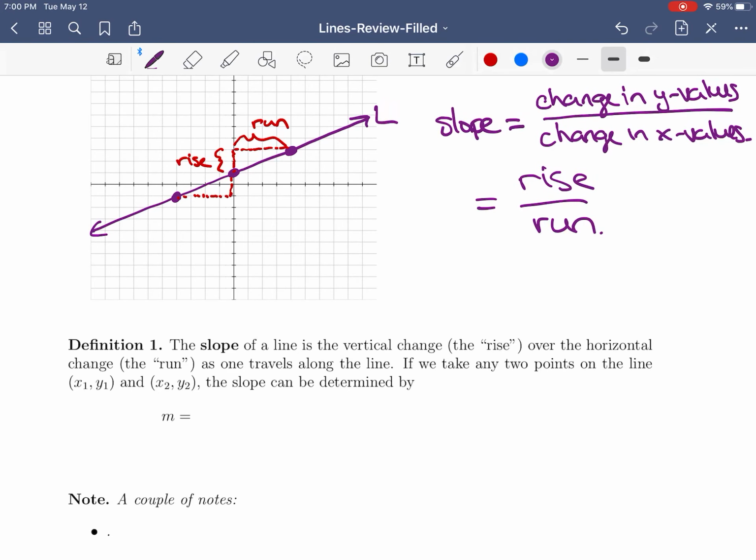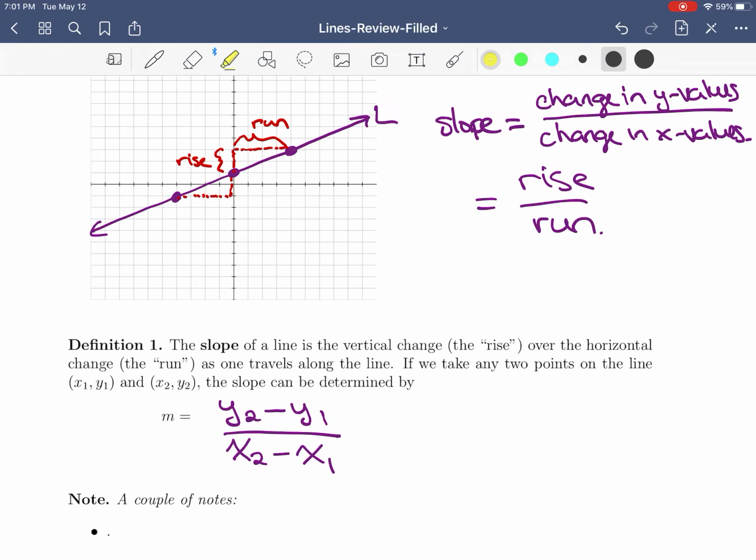So our official definition: the slope of a line is the vertical change, so the rise, over the horizontal change, the run, as we travel along. So we take any 2 points on the line. I'm going to take x1, y1, and x2, y2. Those are my 2 random points. So the slope is going to be the difference in the y values, so y2 minus y1, over the difference in the x values, so x2 minus x1.